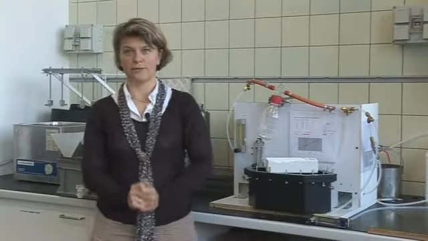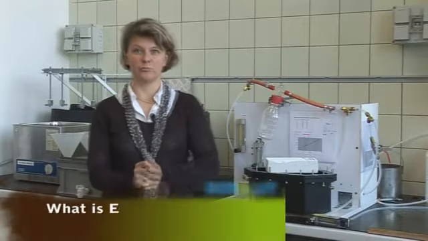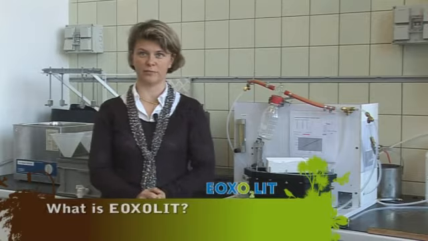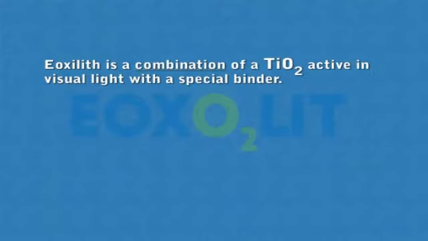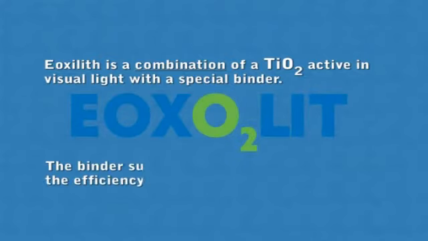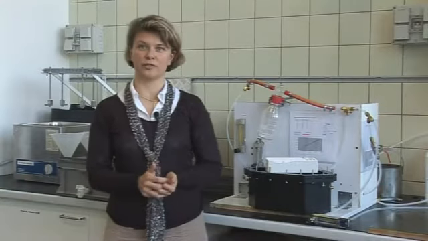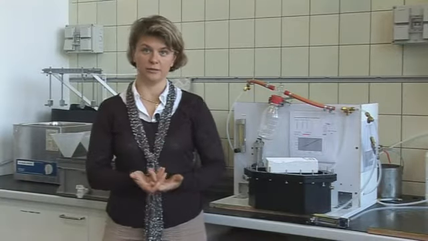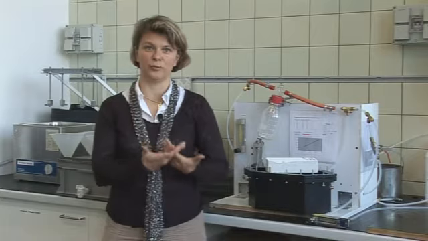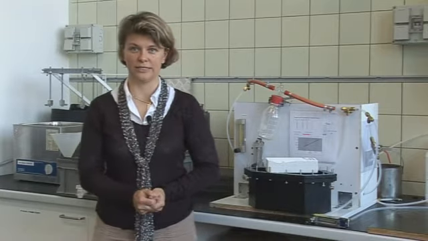So now, what is special about Eoxolit? Eoxolit is a combination of two different types of material. So first you have the doped titanium dioxide, which will be activated by the visible light. And this is made in combination with a special binder. And this binder enhances the effect of the titanium dioxide to a large extent. So due to the presence of this binder, the efficiency of Eoxolit will be enormously higher than the efficiency of the normal titanium doped material.